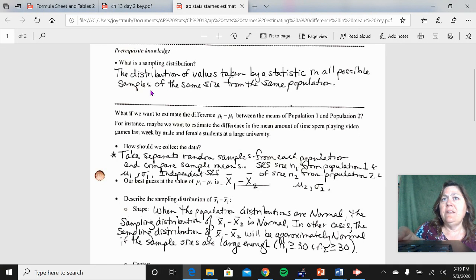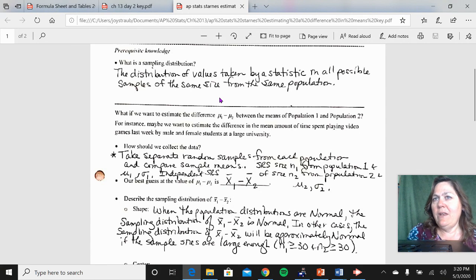So before that, I just have a quick note. It says here prerequisite knowledge, our background knowledge, our habit of the mind we keep referring to a lot right now. We're relying heavily on that background knowledge coming into play. Remember what a sampling distribution is, that it's the distribution of values taken of a statistic in all possible samples of the same size from the same population. You had to regurgitate that to me a few times before the pandemic sent us home.